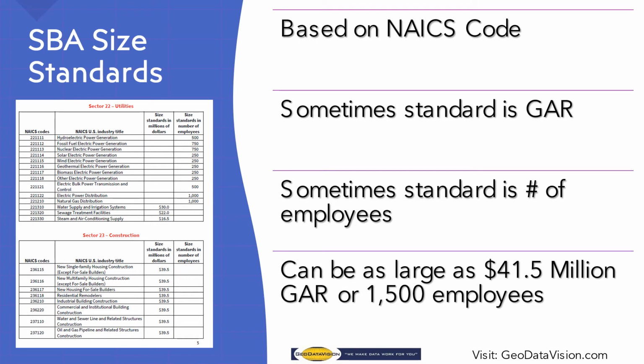This is a sample of the SBA size standards table. You can see several things that are important here. First, you can see that the size standards is specified either in terms of the number of employees or based on the gross annual revenue. And you can also see that sometimes the size standard can be very large, both in terms of number of employees and the dollar value of the gross revenues of the business. In fact, for some industries, depending on their NAICS code, the size can be as many as 1,500 employees and/or $41.5 million of gross annual revenue.